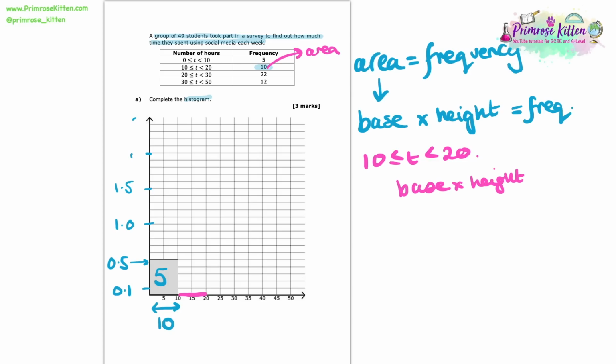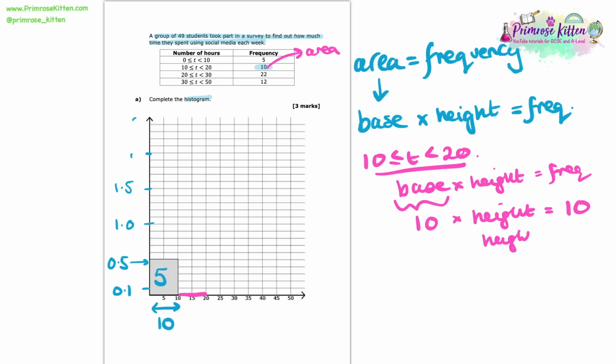So using the fact that base times height equals frequency, we know that there's a base of 10, because there's 10 numbers from 10 to 20. We don't know how tall it's going to be yet, but we know it has a frequency of 10 because that's given in the table. Using this information, we can say that this has a height equal to 1. So we're going to draw a block which goes from 10 to 20 on the bottom, but reaches up to 1. Now make sure you're using a ruler and a pencil in the exam.